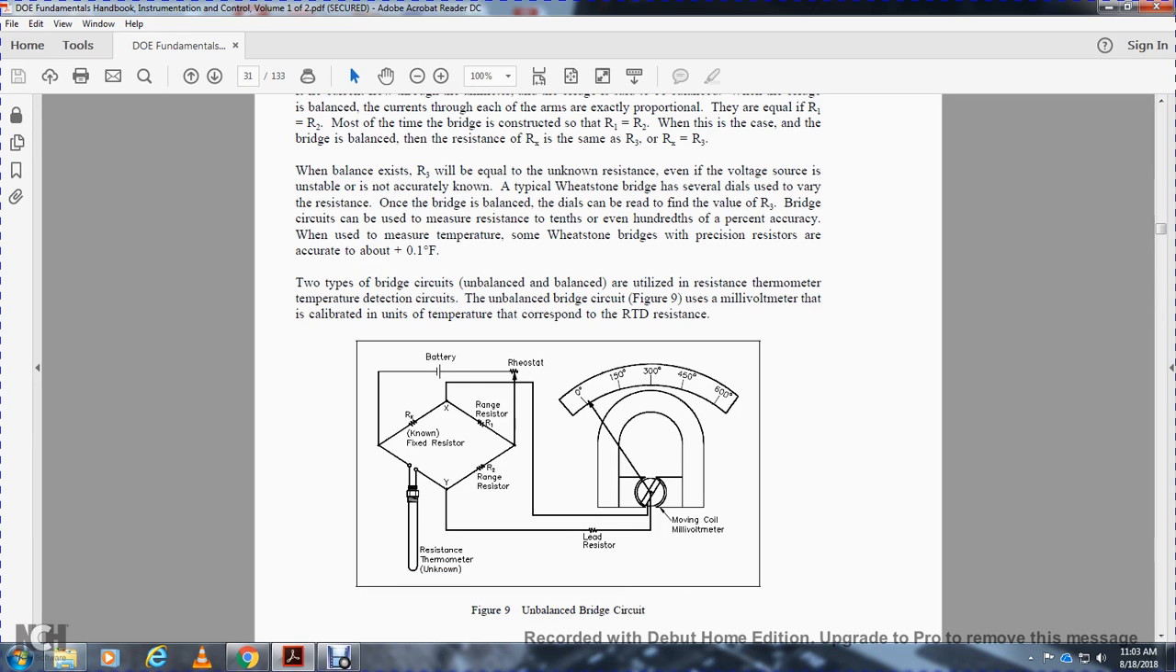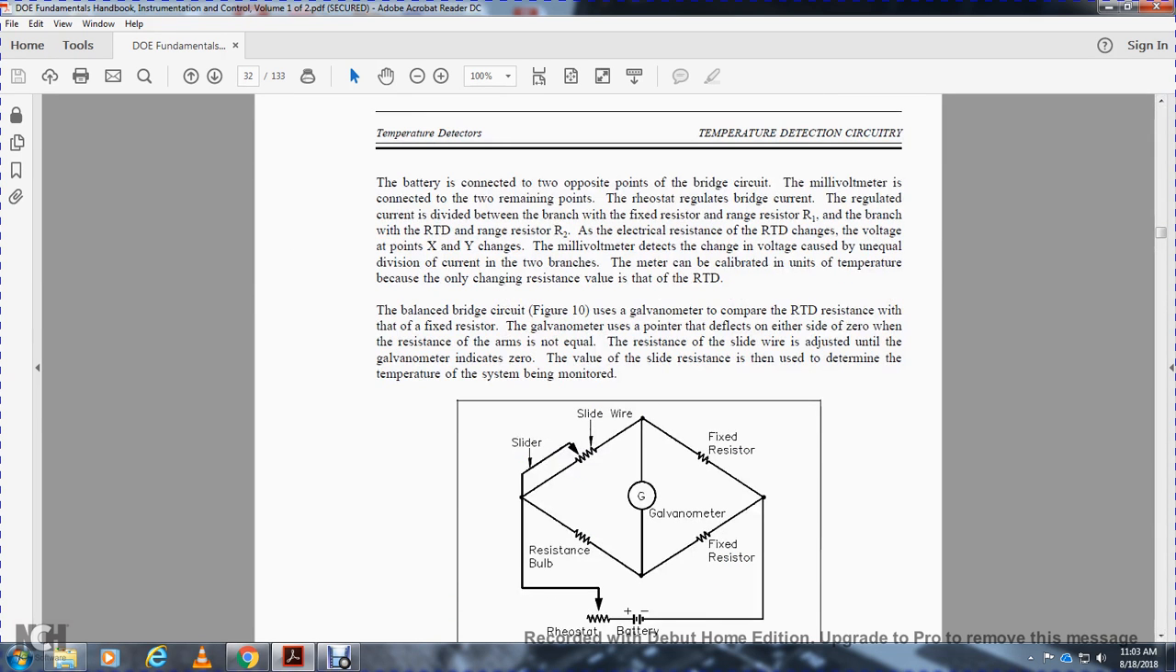A circuit goes between the moving coil, the millivolt meter, and the lead resistor. The battery is connected across two opposite points of the bridge circuit, and the meter is connected across the two remaining points.